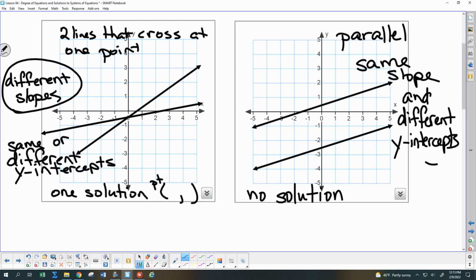When we had one solution, they just had to have different slopes, and it could be either way with the intercepts. But if it's parallel, the slopes have to be the same and the intercepts have to be the same.